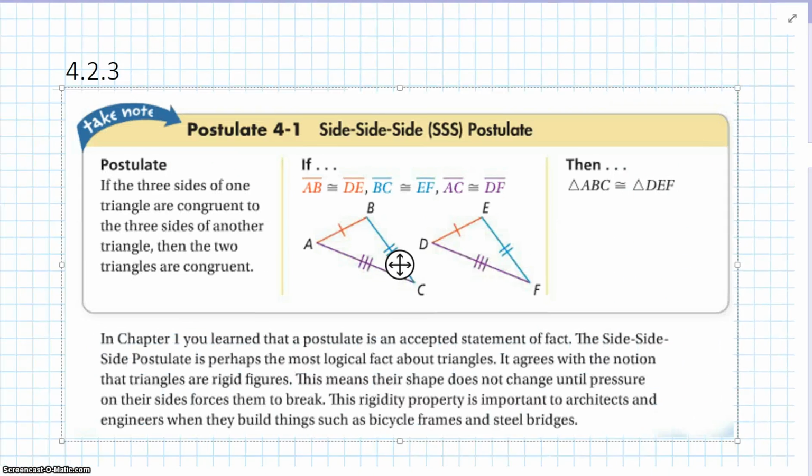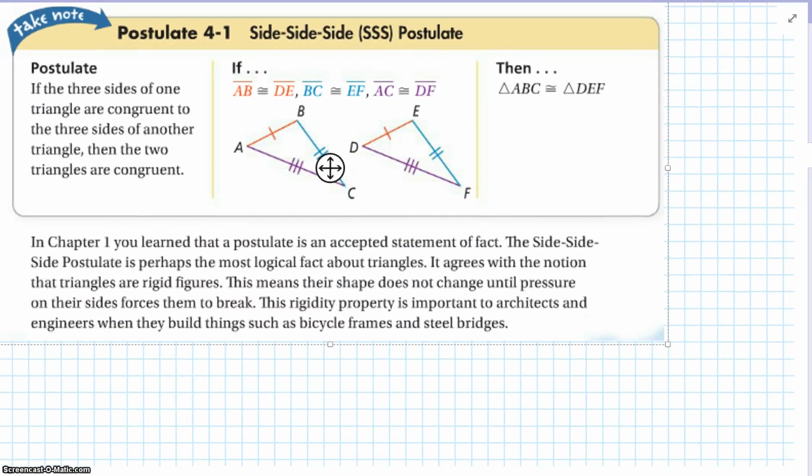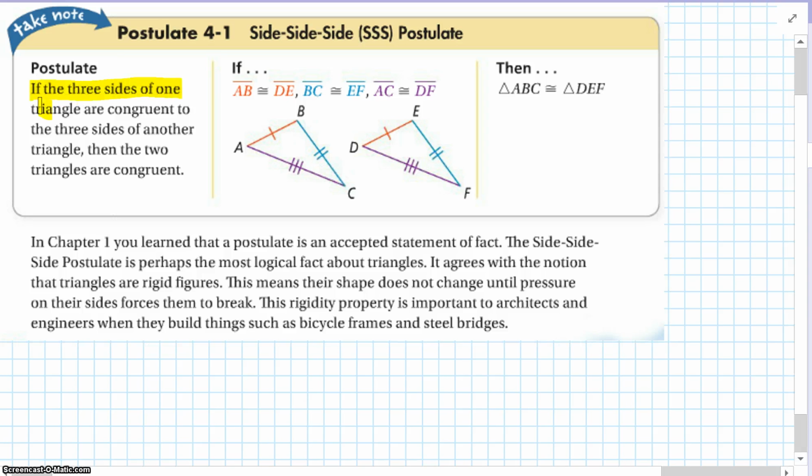So postulate 4.1, side, side, side postulate. The postulate reads this. If three sides of one triangle are congruent to three sides of another triangle, then the two triangles are congruent. So basically, if we can prove AB is congruent to DE, BC is congruent to EF, and AC is congruent to DF, then we can prove triangle ABC is congruent to triangle DEF.